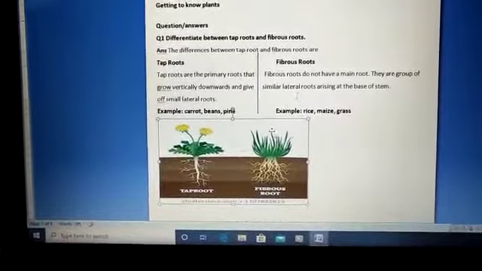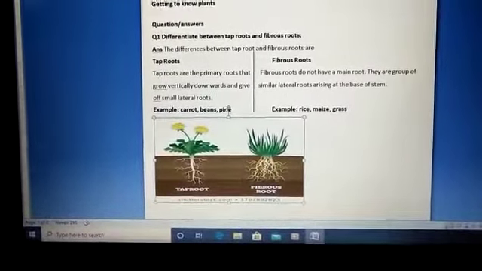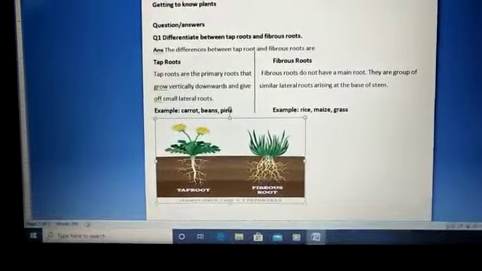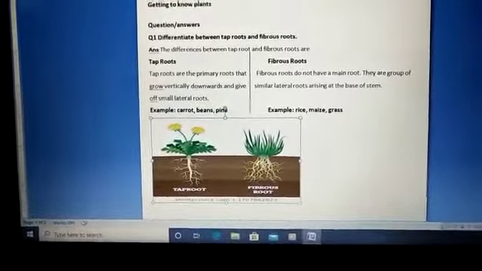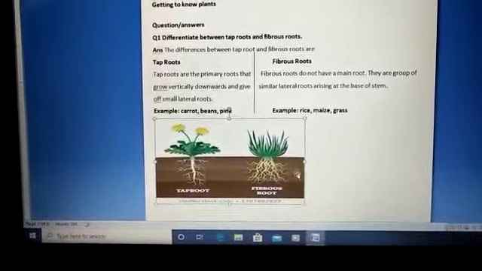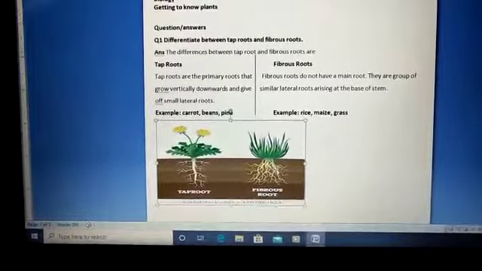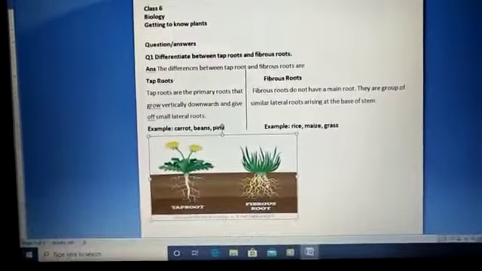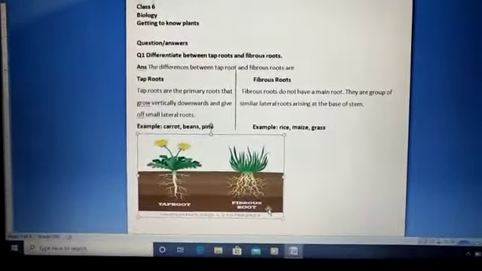In the case of a fibrous root, there is no main root. All the roots are arising from the base of the stem. See, they are all arising from the base of the stem and there is no main root. Let's move towards another question.